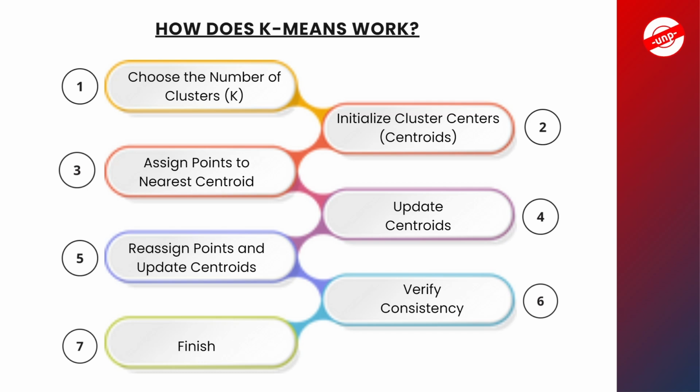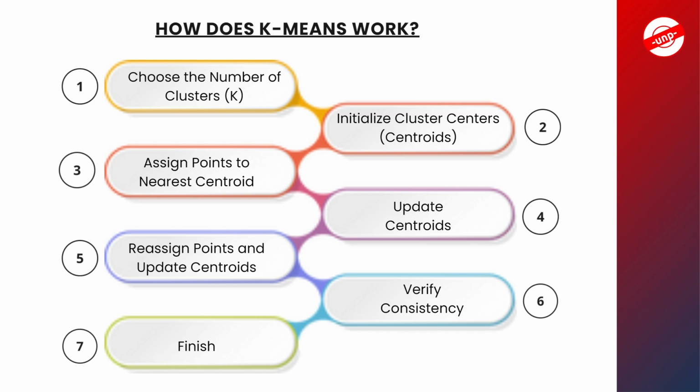Step 4. Update centroids. Means calculate the new centroid, which is the center of each cluster, by taking the mean of all data points assigned to that cluster. Step 5. Reassign points and update centroids. Means repeat the assignment of data points to the nearest centroid and recalculation of centroids until no more reassignments occur or a stopping criteria is met.